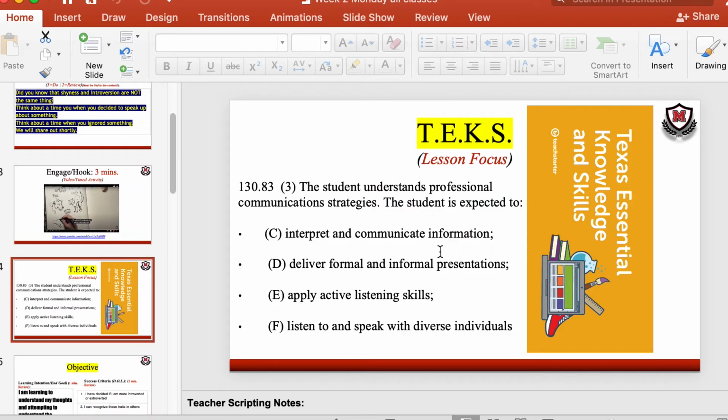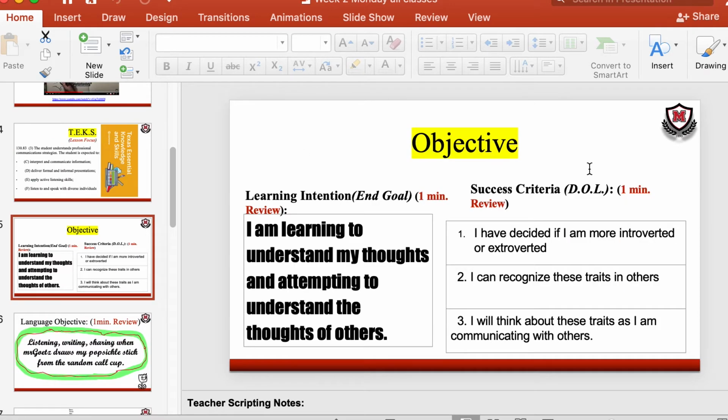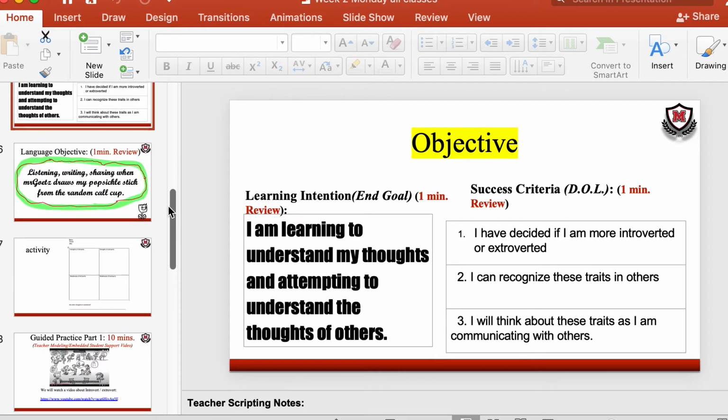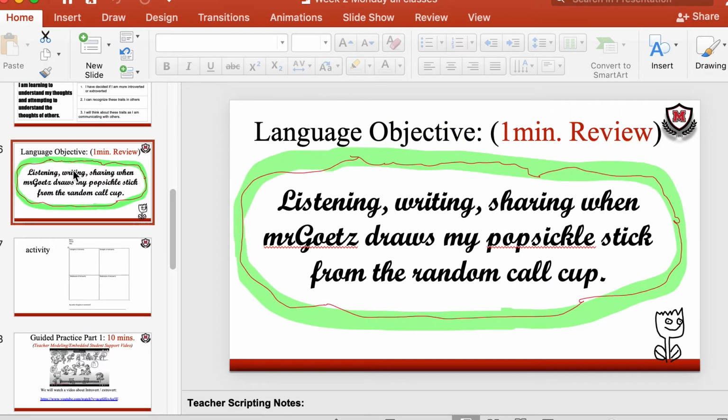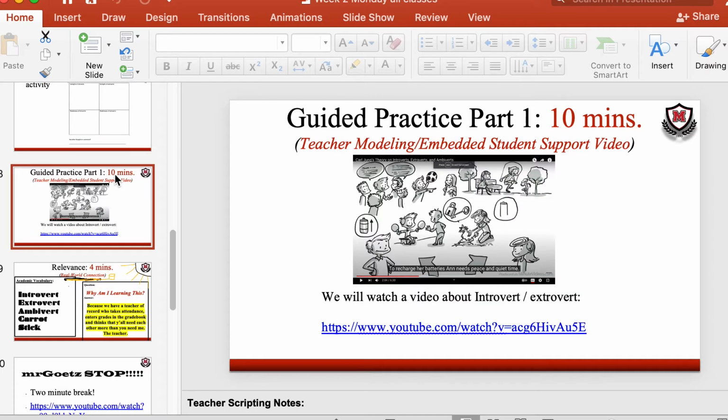Okay, has some TEKs here, so tied to Texas Knowledge and Skills, of course. Objective: I'm learning to understand my thoughts and attempt to understand thoughts of others. We are listening, we're writing, we're sharing. This is the worksheet: strengths and weaknesses of introverts and extroverts.